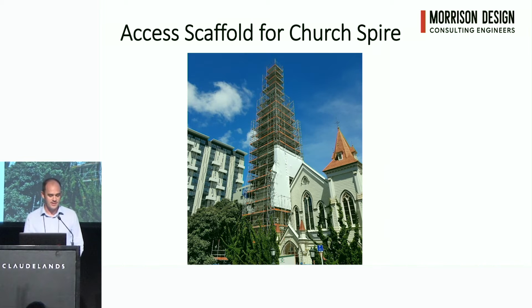This project is an access scaffold to carry out maintenance on a church spire. And the funny thing about church spires is they're often attached to church buildings. And that poses a problem when we're trying to build a scaffold up because the roof gets in the way. So the contractor popped a hole through the roof for us and provided one point of support. And then we used the scaffold itself as a truss system to span onto that point of support.